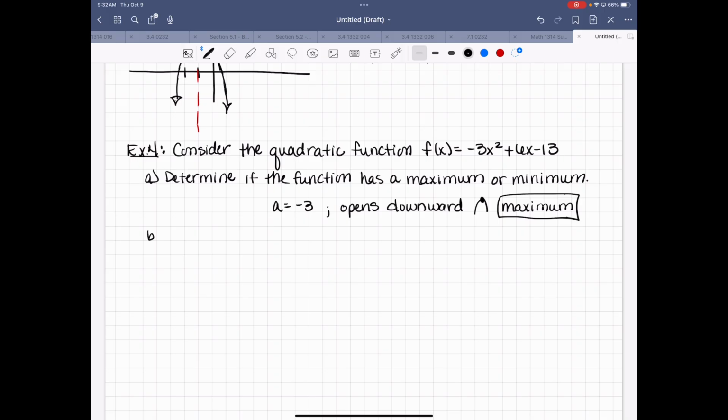B says find the minimum or maximum, because they didn't want to give the answer away. Find the minimum or maximum and determine where it occurs.